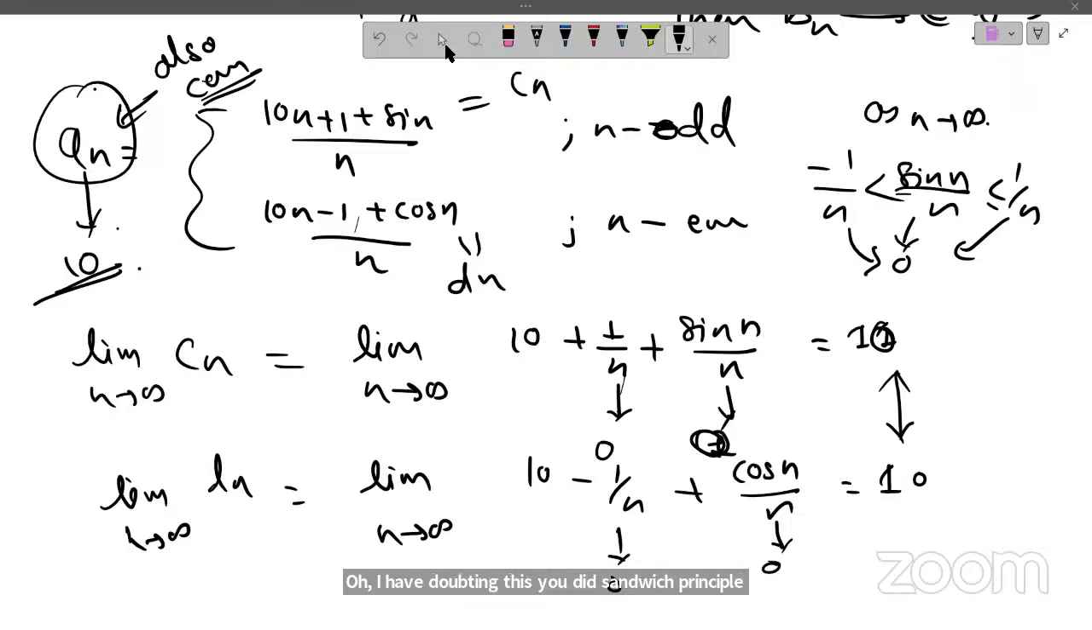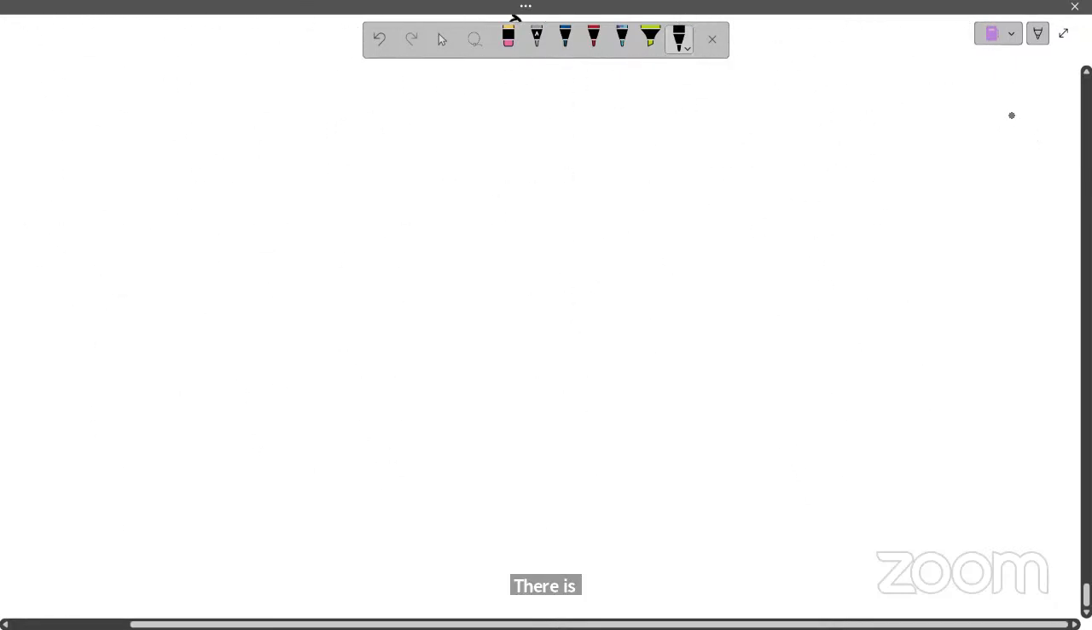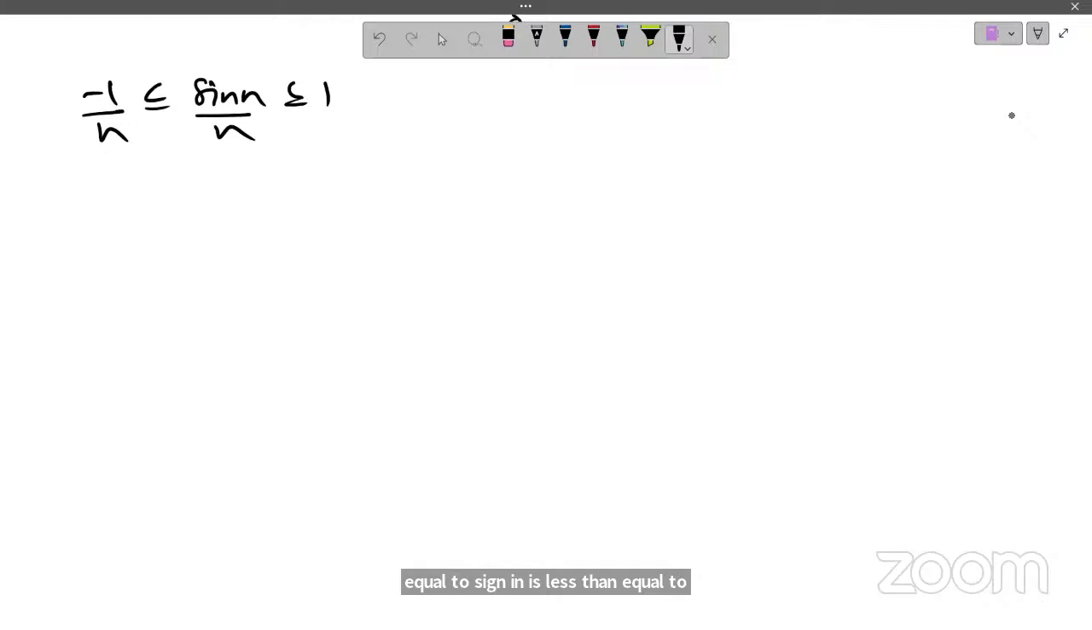Yeah, so sin n should be between -1 and 1. Yeah, it is bounded by minus 1 by n and plus 1 by n. Because simply you know that -1 is less than or equal to sin n is less than or equal to 1, right? Yes. So we are also taking 1 by n, and as n goes to infinity it will give the same thing. Yeah. So this is the basic sandwich theorem.